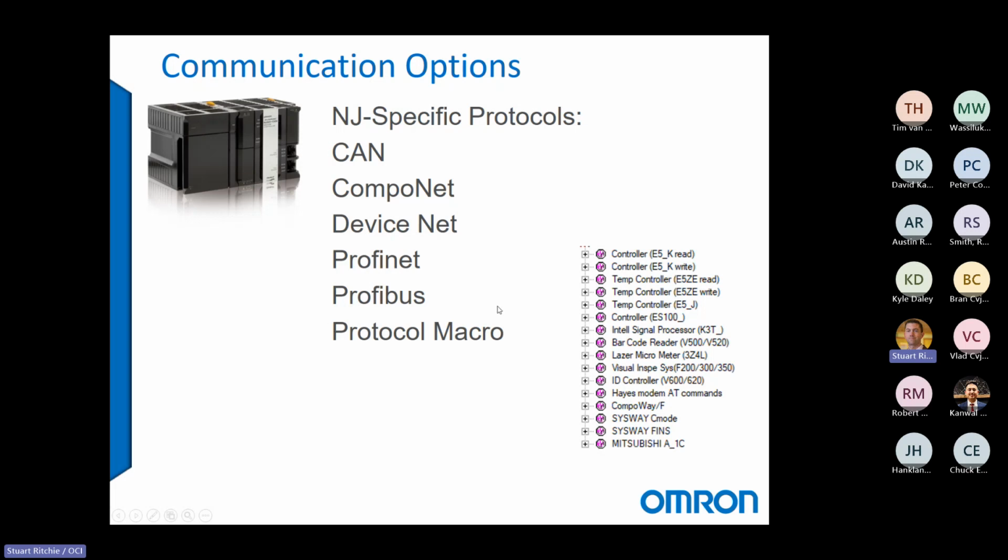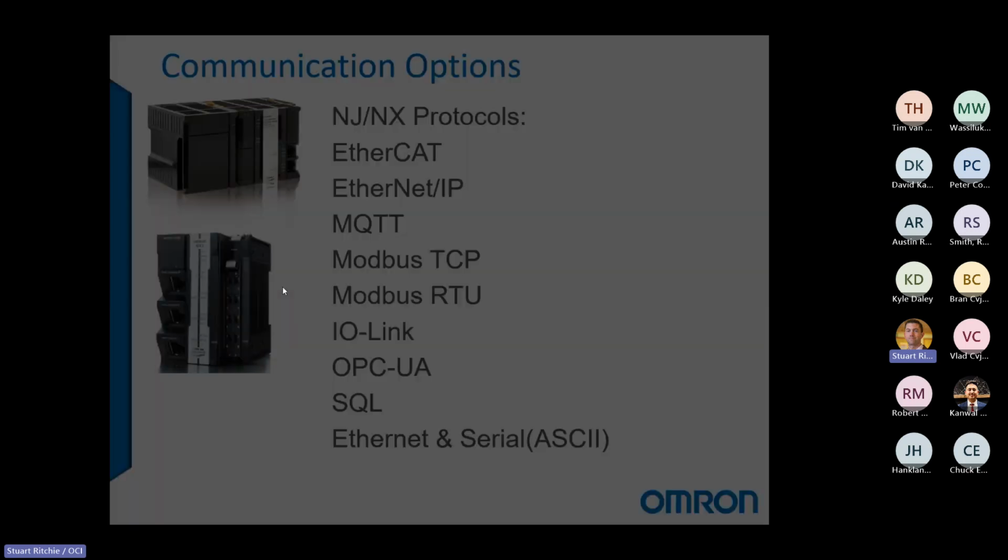And what Protocol Macro is, is essentially a serial card that has, out of the box, these protocols listed in it here. But you also can write your own protocols with it. I don't think it's listed here. No, so there are a couple Modbus RTU protocol macro libraries kicking around if you wanted to use it. So those are NJ specific communication options.